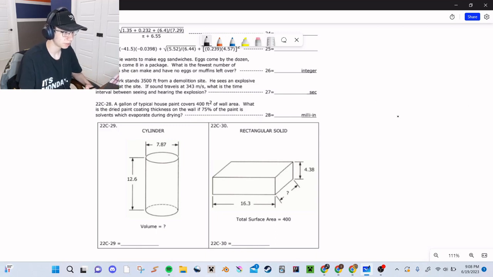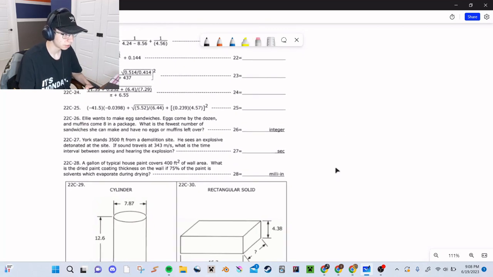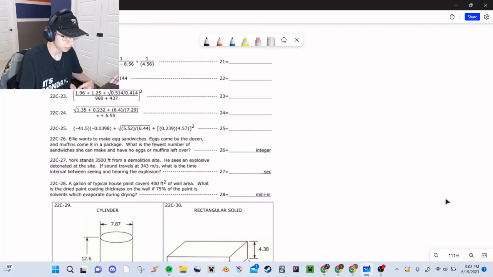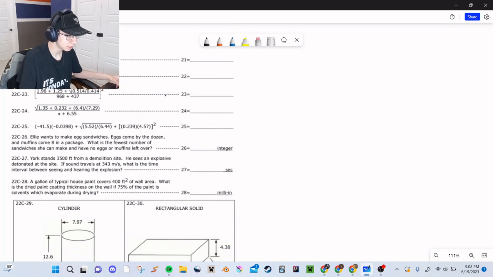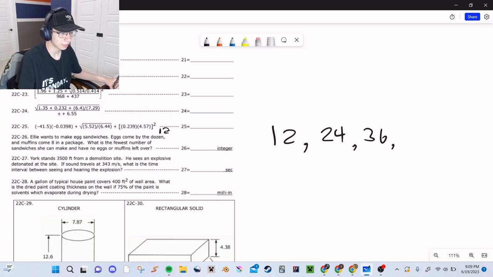Okay, so number 26. Ellie wants to make egg sandwiches, and eggs come by the dozen, so that's 12. And muffins come 8 in a package. What's the fewest number of sandwiches she can make and have no eggs or muffins left over? So imagine each carton of eggs I buy. If I buy 1, I have 12. 2, I have 24. 3, I have 36. 4, I get 48, and so on.